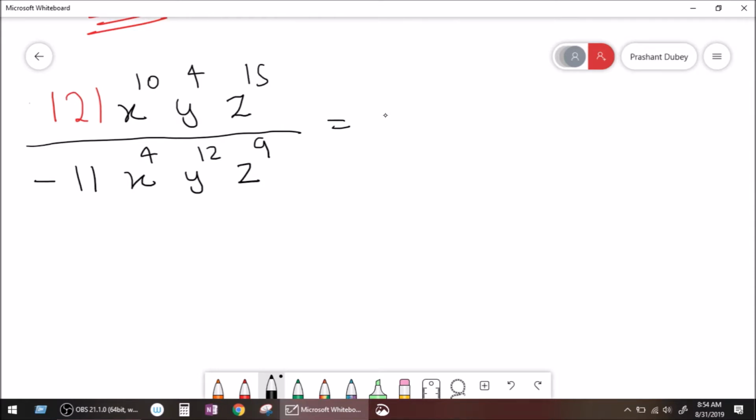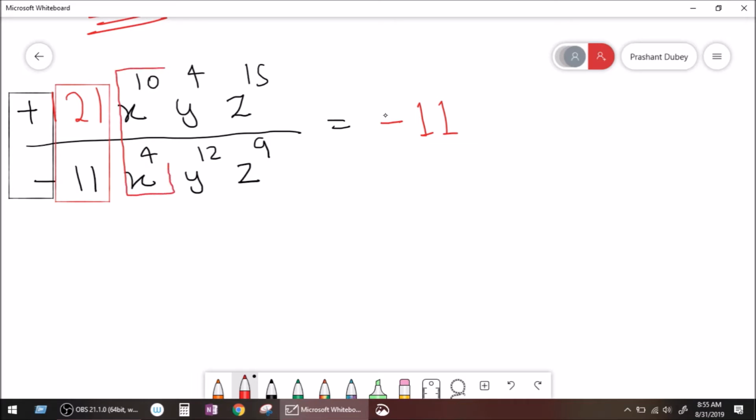First thing, this is plus 121. Am I right? Okay? So, what is plus divided by minus? How much is it? Minus. So, we know our answer will start with minus. Very good. Now, what is 121 divided by 11? So, it's minus 11. Correct? Now, what is x to the power 10 divided by x to the power 4? x to the power 10 minus 4, x to the power 6.